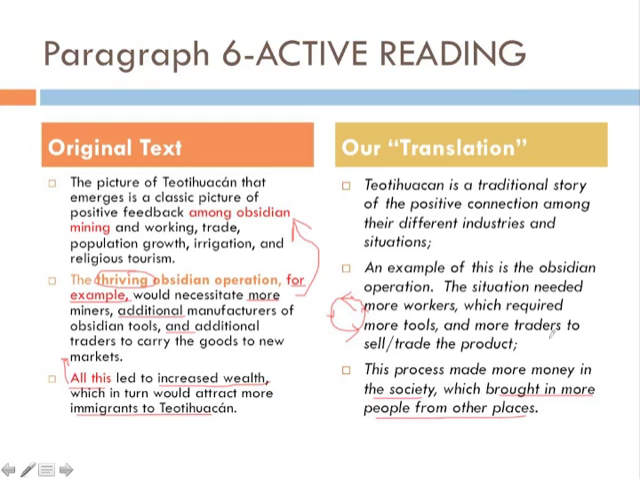So again, notice as this dynamic process, we're going back to the text, we're trying to figure out in more detail how these words work together. So now we can see from our translation, the real emphasis of the text is talking about how all of these things work together. They produce this kind of process that creates more success among the different industries related to obsidian operation.